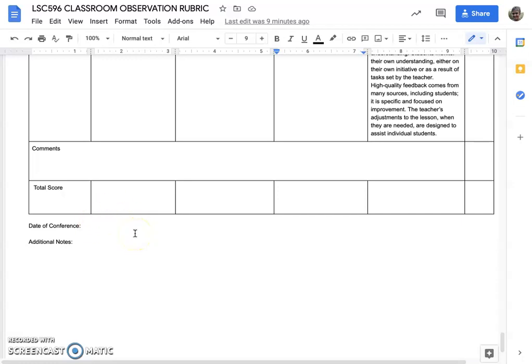So that's an overview of the classroom observation rubric that your clinical educator and I will be using. And I've also given you some tips on things that I'm going to be looking for.